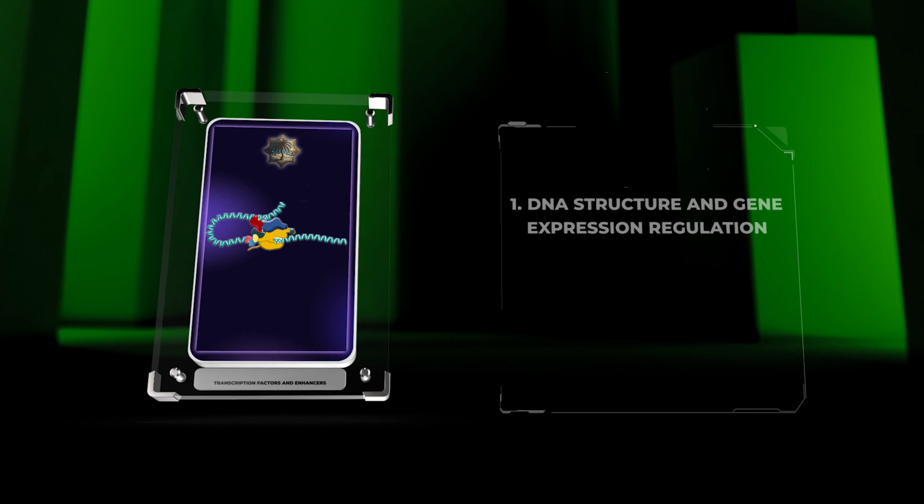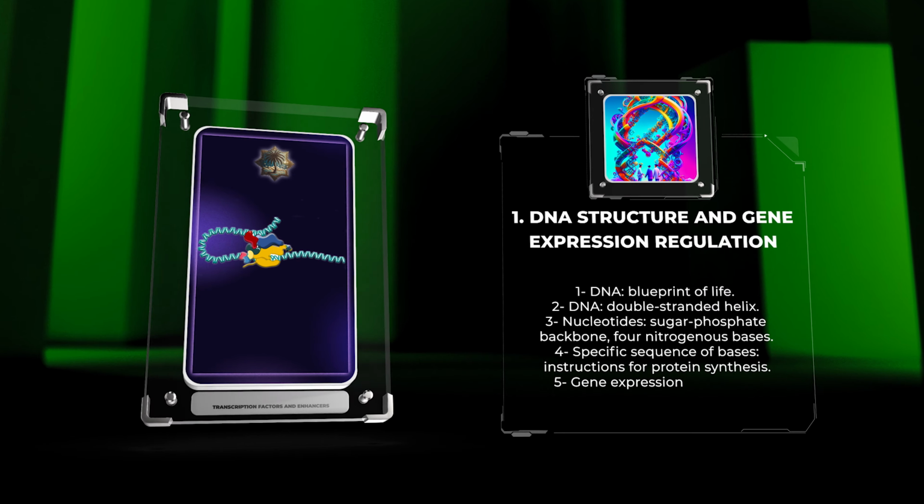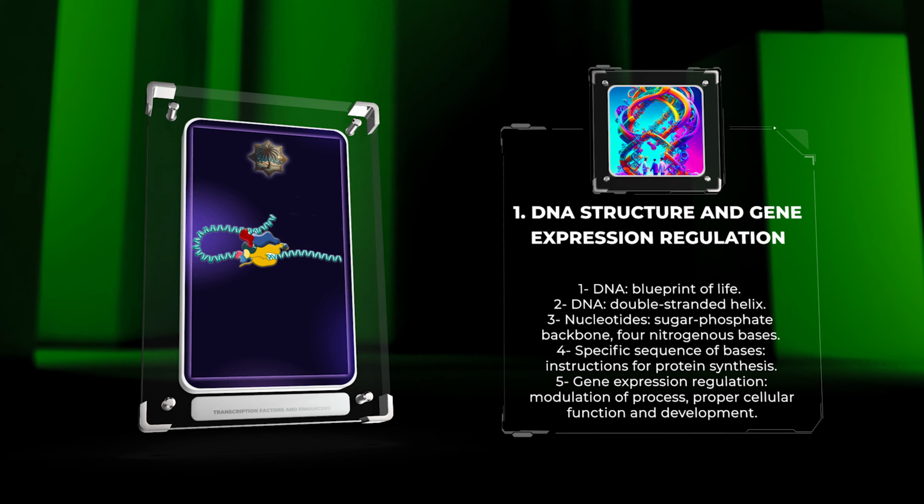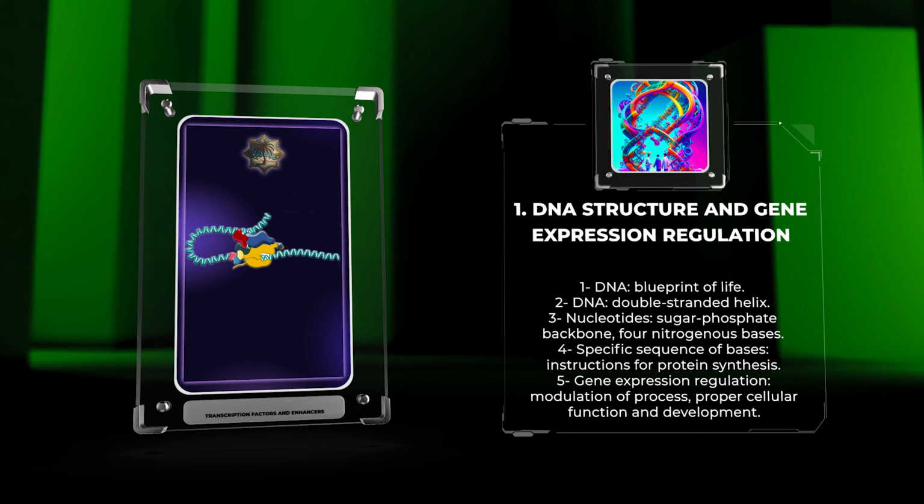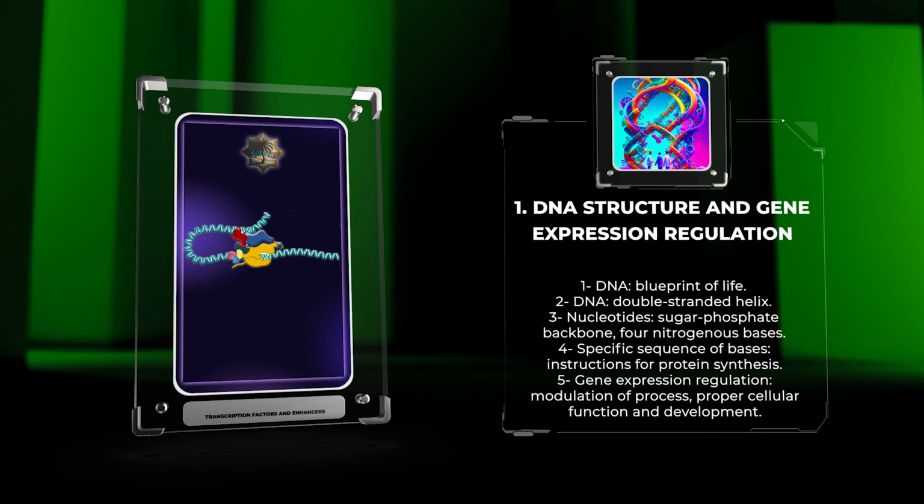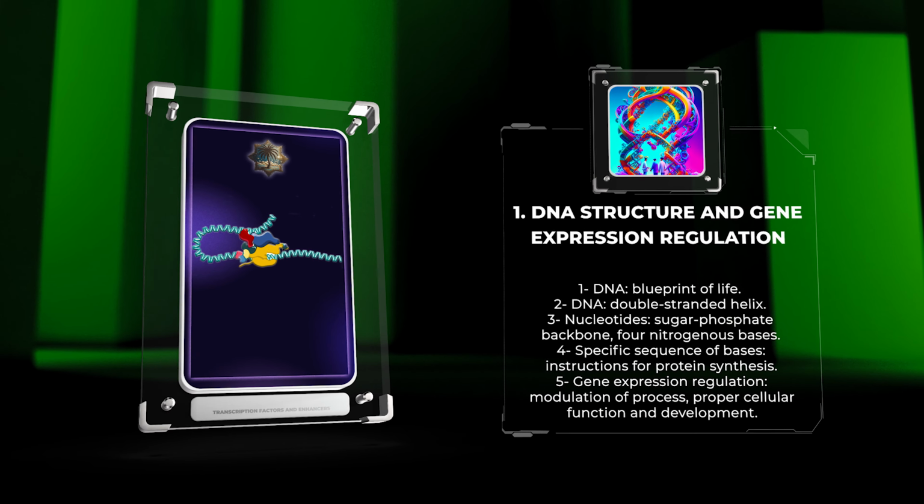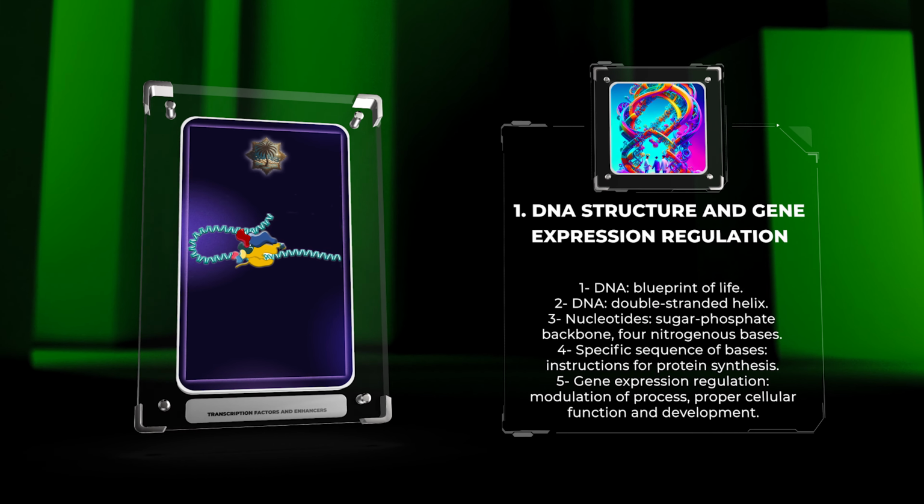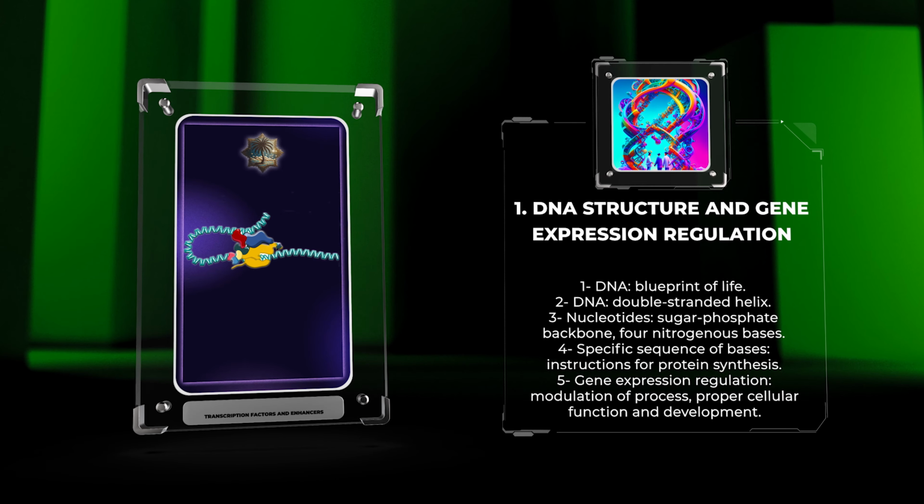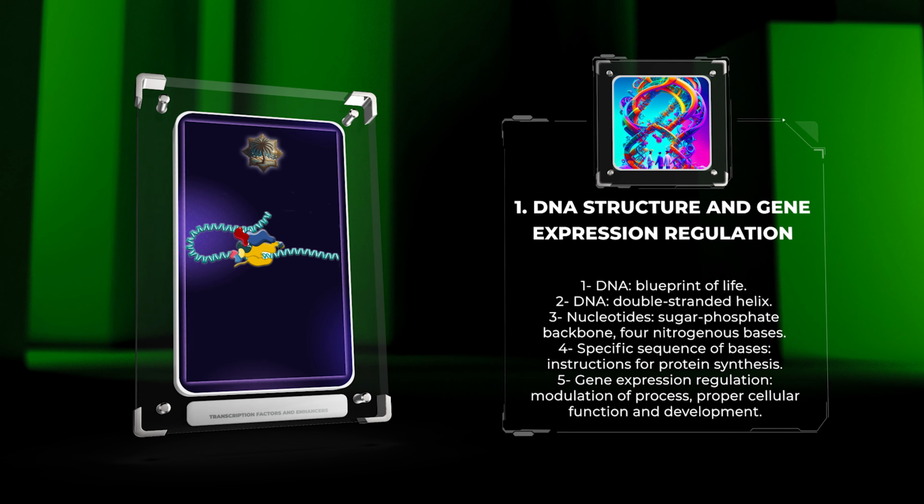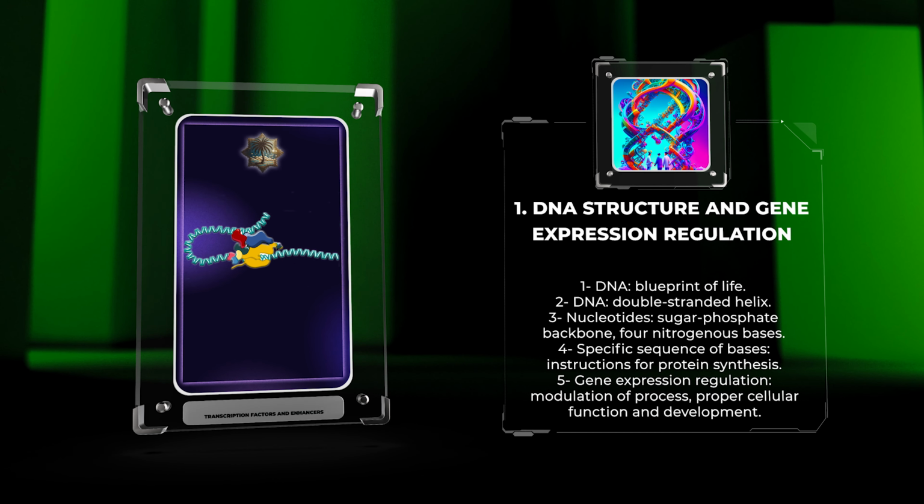At the core of gene expression regulation lies DNA, the blueprint of life. DNA is a double-stranded helix composed of nucleotides, which consist of a sugar-phosphate backbone and 4 nitrogenous bases: adenine, thymine, cytosine, and guanine. The specific sequence of these bases encodes the instructions for protein synthesis. Gene expression regulation involves the modulation of this process to ensure proper cellular function and development.